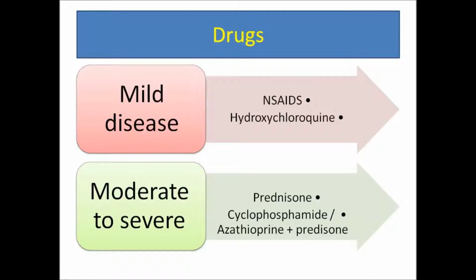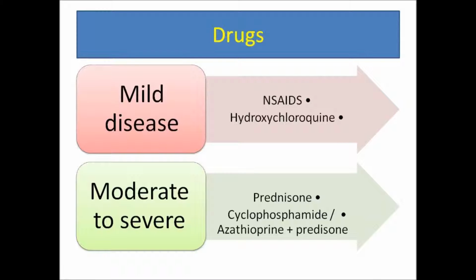We often give these agents along with prednisone, so it's a combination. Also for renal disease, there is a combination of mycophenolate with prednisone. Mycophenolate and prednisone is used in lupus nephritis. And cyclophosphamide has very important side effects. It causes hemorrhagic cystitis, and we can decrease this by giving a drug called mesna along with it. It decreases the incidence of hemorrhagic cystitis.